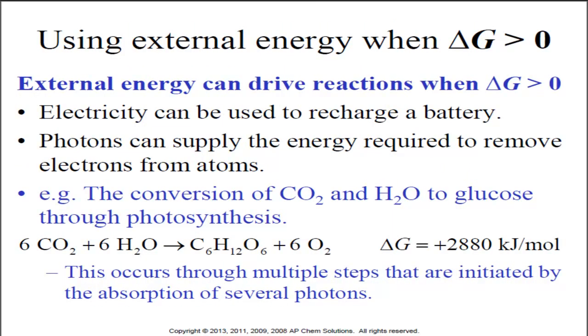Now we're going to learn more about the use of electricity when we get to Chapter 20. But external energy can drive some reactions when you have a positive delta G value. It can be used to recharge a battery. Photons supply the energy that's required to remove electrons from atoms. For example, the conversion of carbon dioxide and water to glucose through photosynthesis. You also get some O2 in there. This is another non-thermodynamically favored process that's driven by the energy supplied by photons in our visible range.